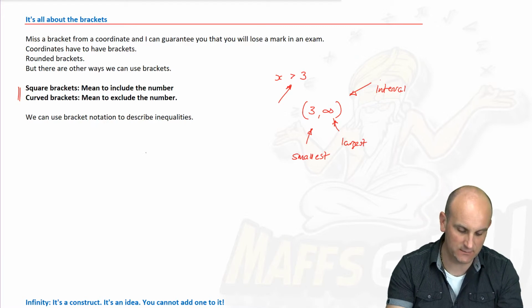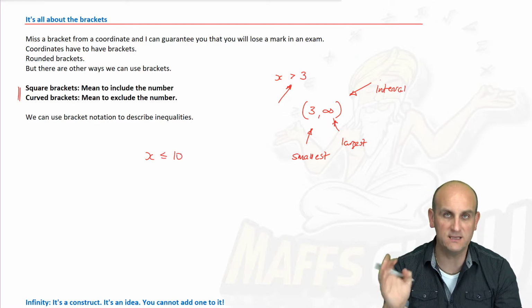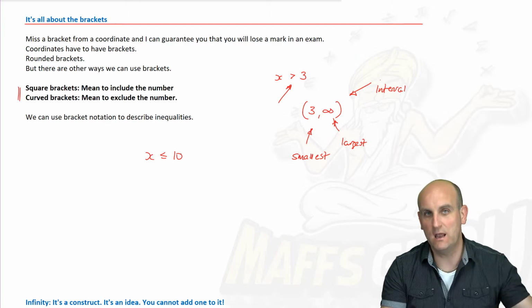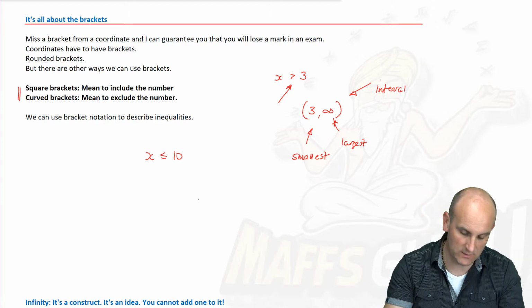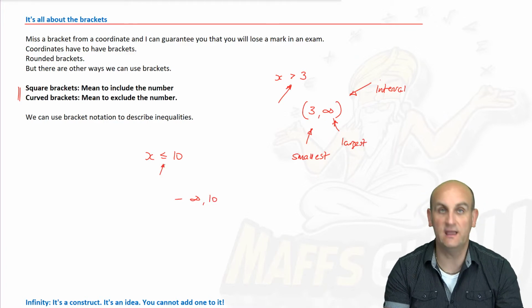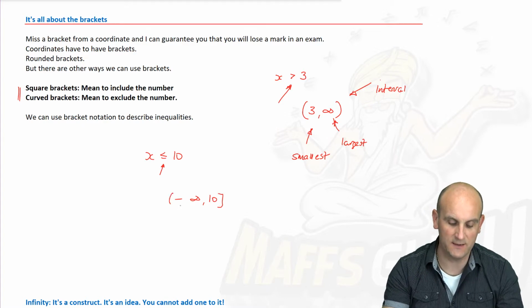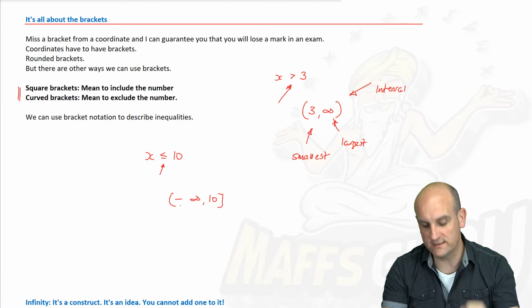So let's have another example. X is less than or equal to 10, for example. Now, if I was to do that on a number line, my highest number would now be 10. My lowest number would be minus infinity. So we would have minus infinity to 10. Does it include the 10? Yes, because I have that sign there. So including the 10 is a square bracket, but infinity is always a curved bracket.